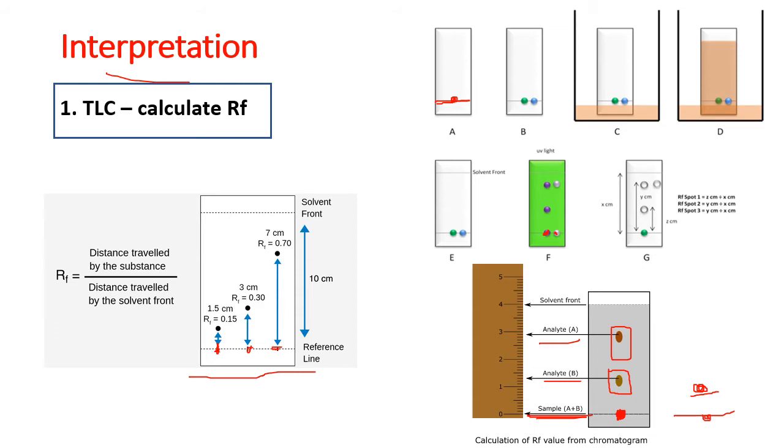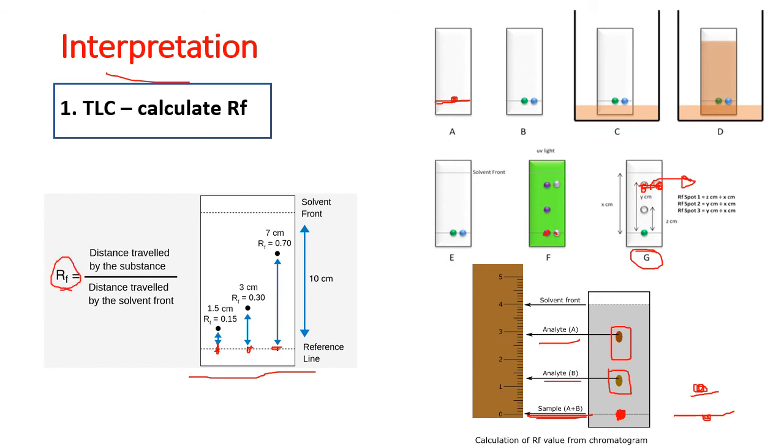Next, you have to interpret what it means if, like in example G, I got 2 analytes that are found on the same line. That means that those 2 analytes are exactly the same. Next, you need to know a very important thing. Every spot has a calculated RF.